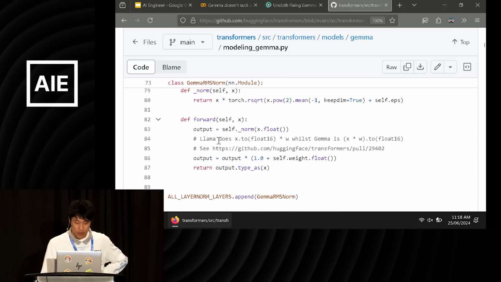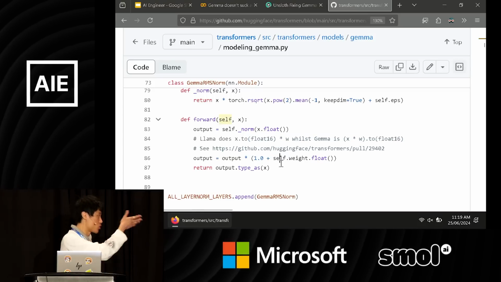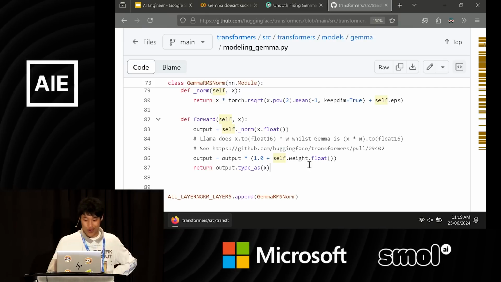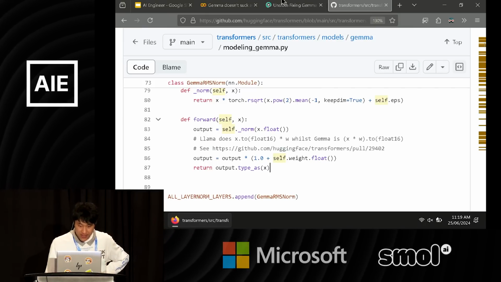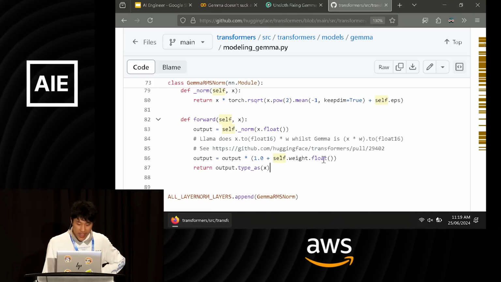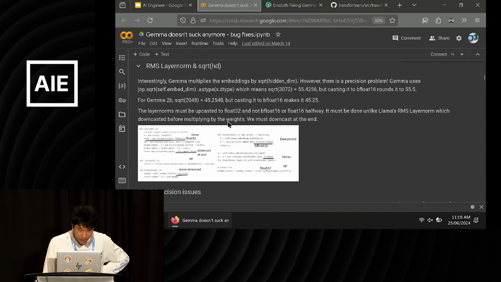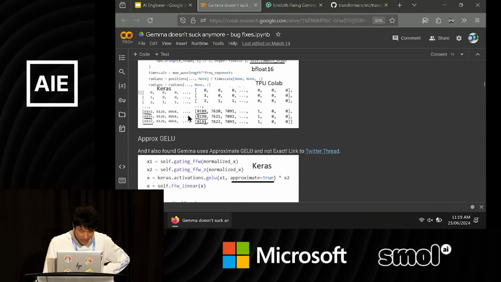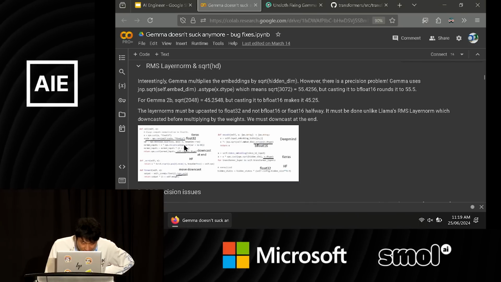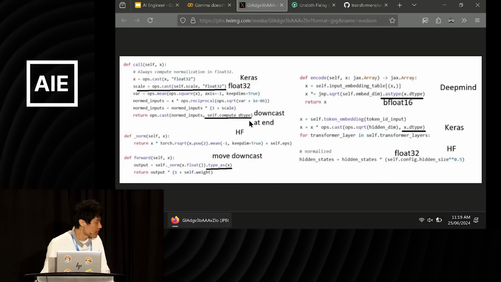So in Hugging Face's code for Gemma, I tried to write some comments so it's clearer why we are doing this. For example, the layer norm, you have to be careful where you upcast and downcast. And we write this in here. I'm pretty sure I wrote it somewhere. Yes, it is here. Okay, it's a bit unclear, I need to make this bigger. It's a bit blurry.